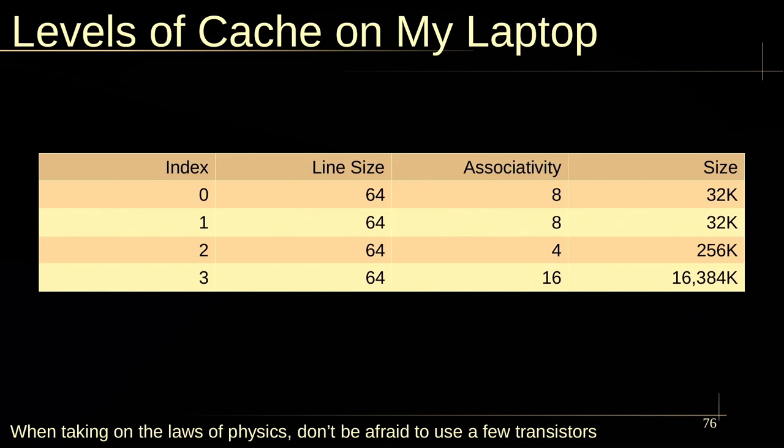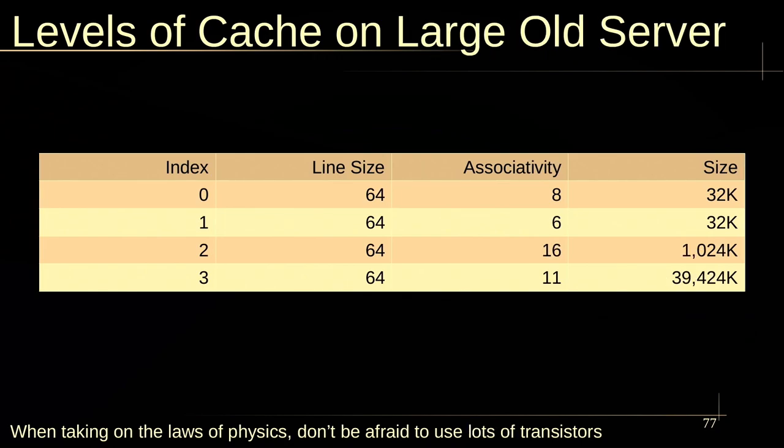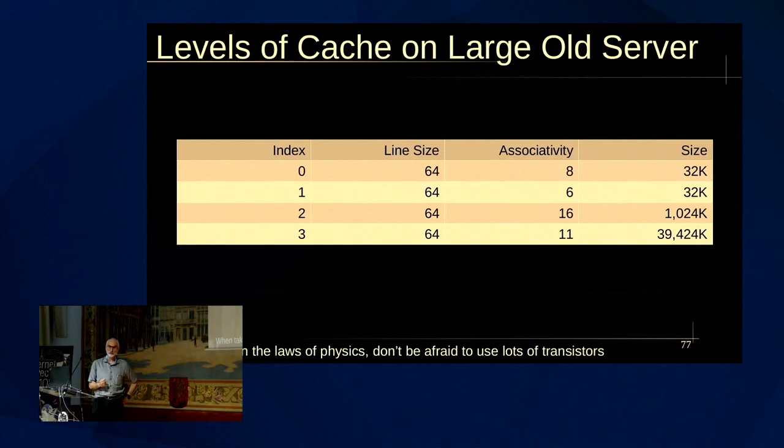This laptop has 16 meg of L3 cache. There's a particular machine I happen to pick on in the fleet that has 40 meg. And I've seen specs up in the hundreds of megabytes for L3 cache. So when it comes to laws of physics, the hardware designers, to their credit, are quite happy to throw transistors at the problem, lots of transistors.